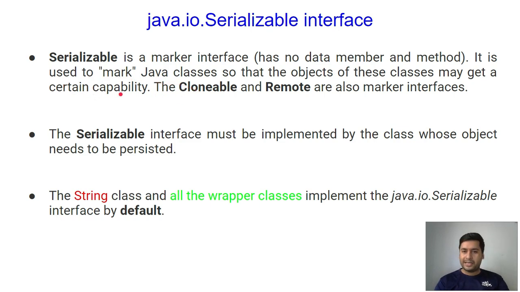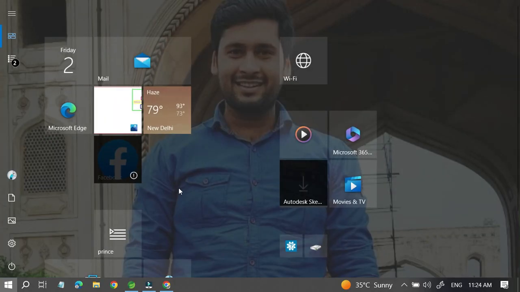But you don't need to be confused. You have to say that it is used to mark Java classes, just marking for the Java classes, so that the objects of this class may get a certain capability. Certain capability means with the help of Serializable we have decided that if some class is marked with Serializable, we have to give this capability. So this is the marking, you can say. And Cloneable and Remote are also marker interfaces.